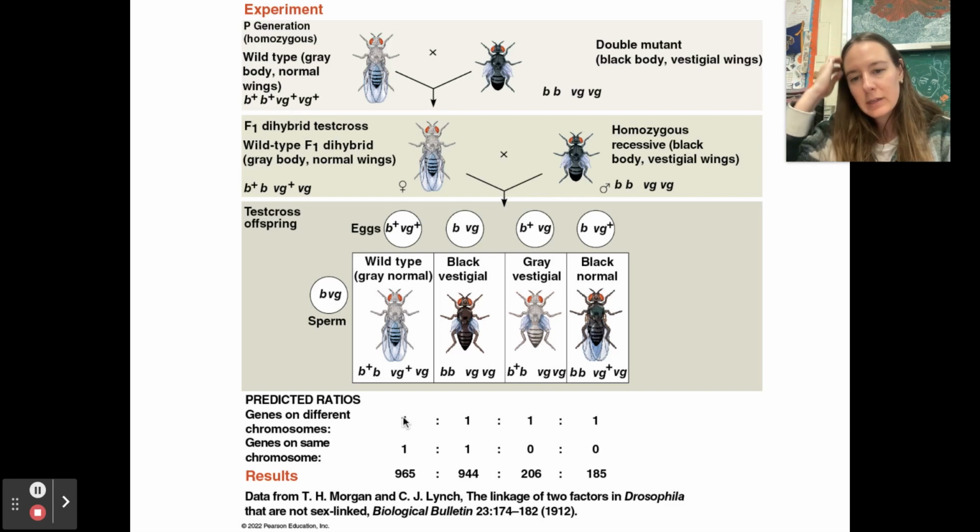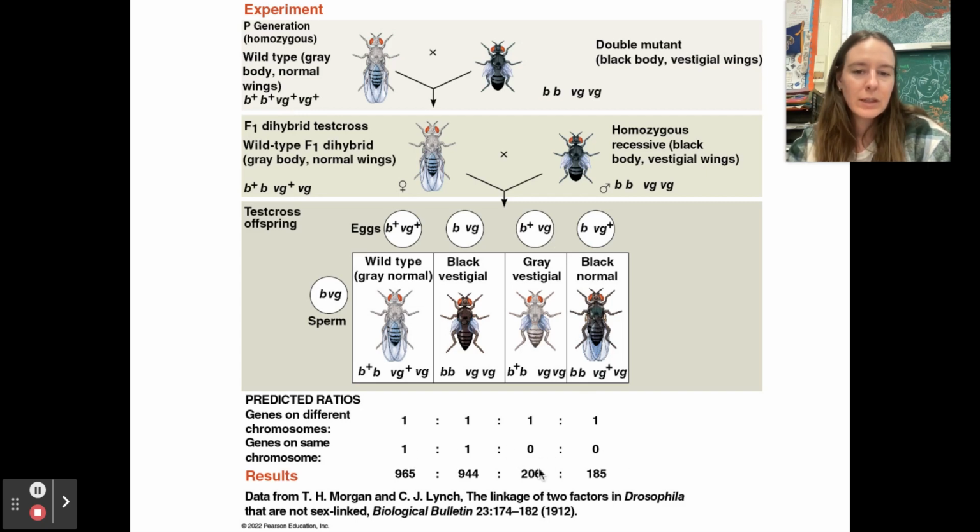So you would expect, if the genes were on different chromosomes, that you would get a 1:1:1:1 ratio, because that's what you usually get when you do a dihybrid test cross. A dihybrid test cross is when you cross two genes that are heterozygous with two genes that are homozygous recessive. But the results from this data show that we get 965 to 944 to 206 to 185. So this many of this phenotype, this many of this phenotype, this many of this phenotype, and this many of this phenotype.